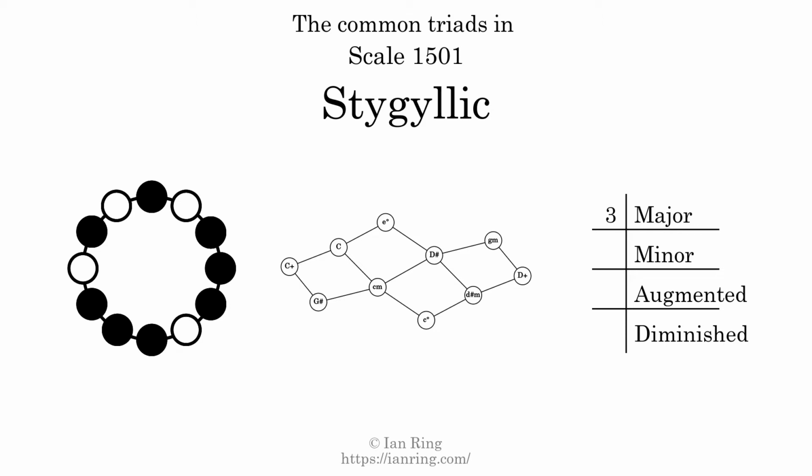There are 3 major triads. There are 3 minor triads. There are 2 augmented triads. There are 2 diminished triads. Here is a Hamiltonian path of parsimonious voice leading that uses all the triads.